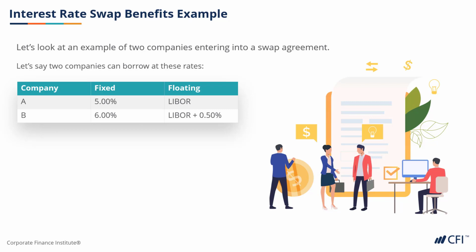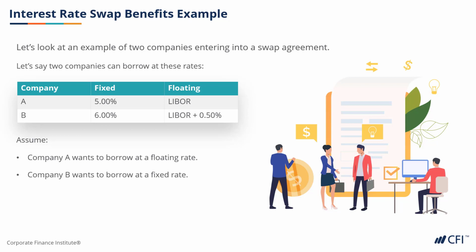Before we continue, just make a note that you can see that Company A can borrow fixed and floating more cheaply than Company B. The key thing also, though, to note is that Company A can borrow fixed at 100 basis points or 1% less than Company B, whereas for floating, Company A can borrow at only 50 basis points less than Company B. We also want to assume that Company A wants to borrow at a floating rate and Company B wants to borrow at a fixed rate.